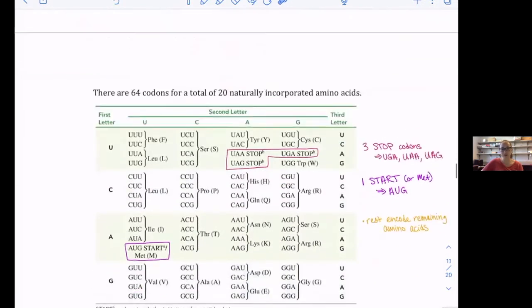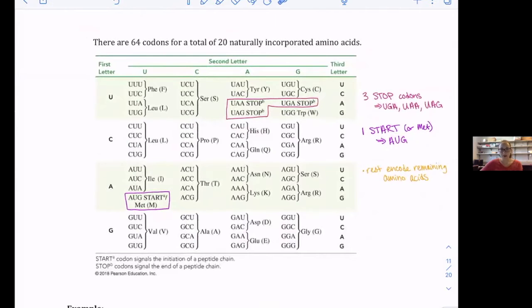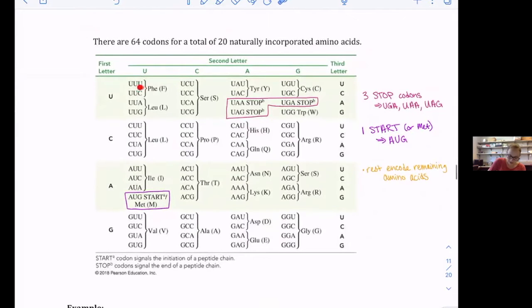Okay, so there's a chart for this. There are 64 codons, once you put together all of the different combinations, the different 3-letter combinations of those 4 letters, and that is how you incorporate the 20 natural amino acids into proteins. So for example, we said UUU codes for phenylalanine. Or let's go to something random in the middle. ACC codes for threonine.